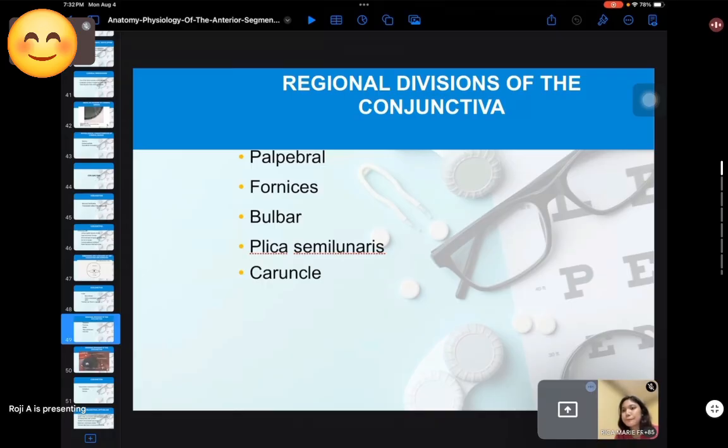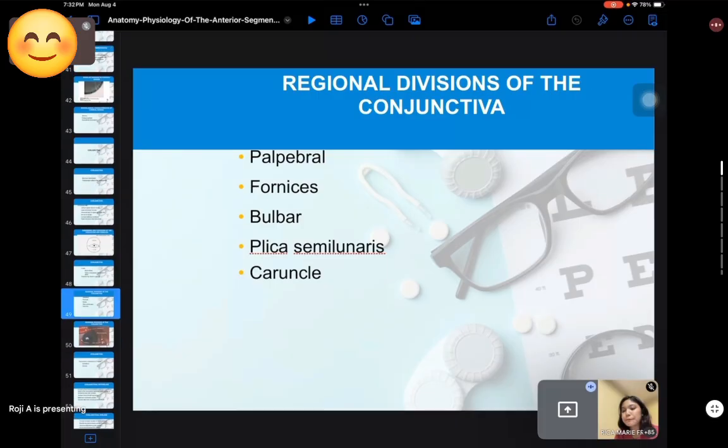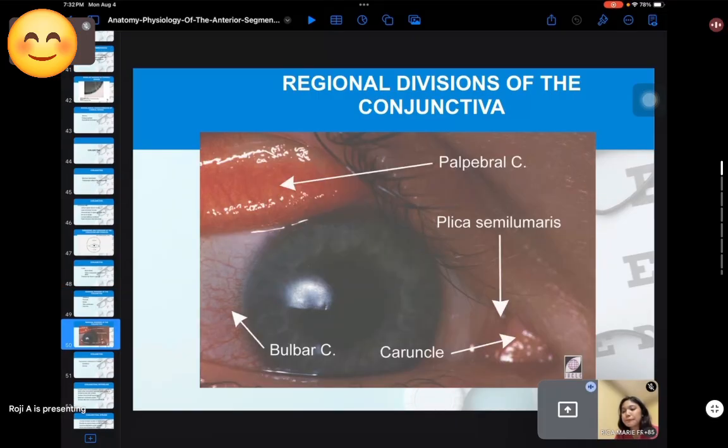No. It covers your eye. Cornea. What is it? I'll tell you later. Okay, so this is the coverage of your conjunctiva to the lid. As you can see, if you invert your lid, that's conjunctiva, which is your palpebral conjunctiva. You also have the semilunaris, the caruncle, and the bulbar conjunctiva.